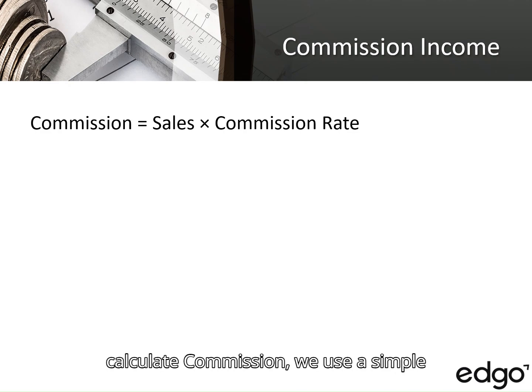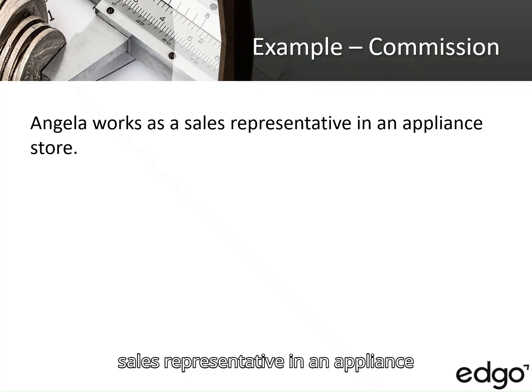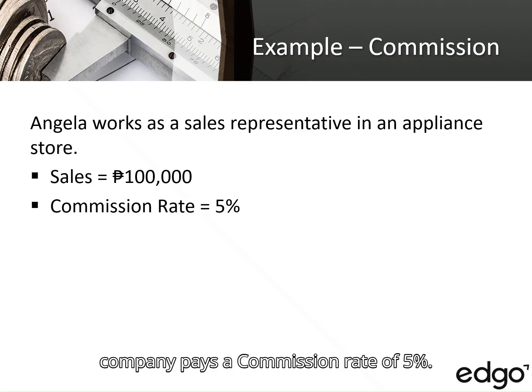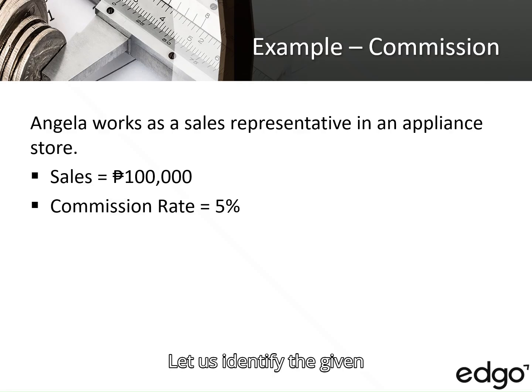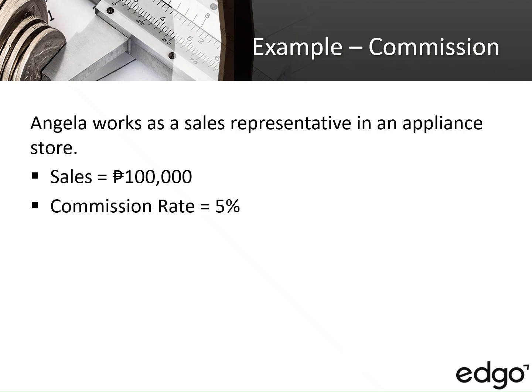To calculate commission, we use a simple formula. Commission equals total sales multiplied by the commission rate. Let us apply this formula to a real-life example. Angela works as a sales representative in an appliance store. During the month, she sold appliances worth 100,000 pesos. The company pays a commission rate of 5%. Let us identify the given information. Sales equal 100,000 pesos. Commission rate equals 5%.